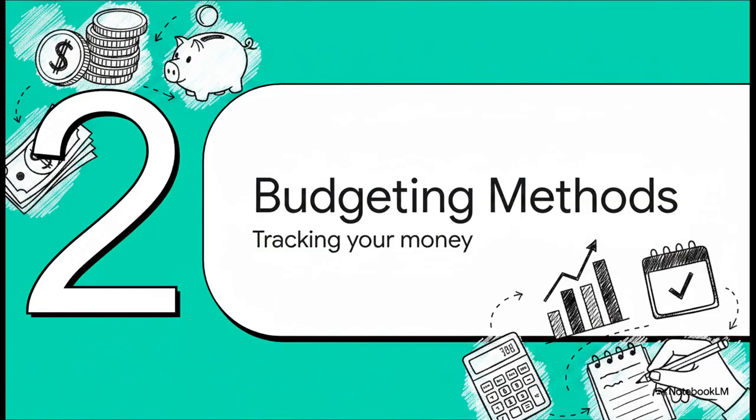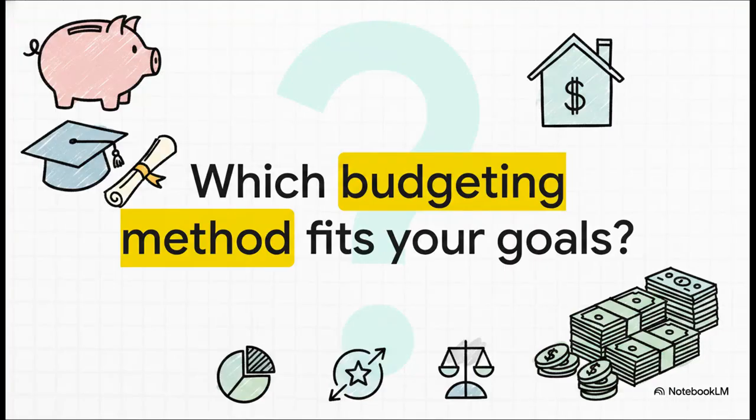Moving right along to Section 2, Budgeting Methods and Spending. Before we get into the exact formulas the exam wants you to know, ask yourself which method actually aligns with your personal goals, because budgeting definitely isn't one size fits all. The syllabus emphasizes that your specific goals, whether that's paying for college or saving up for a house, really dictate your strategy. The exam specifically requires you to know 3 distinct budgeting methods. Let's look at the first one.